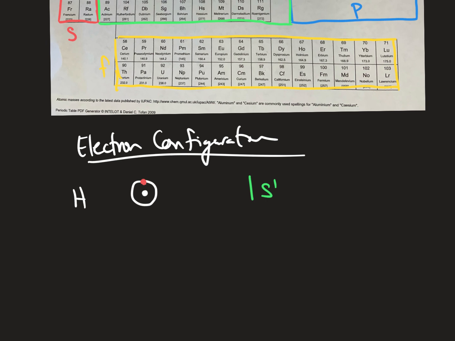Let me try to explain where we get these numbers. It's kind of like your childhood language that you made up with your friends, so no one else can know what you're talking about. This is kind of like that, and I'm going to show you how to read it. We use the periodic table to read it. So this first number is the energy level, or the shell.